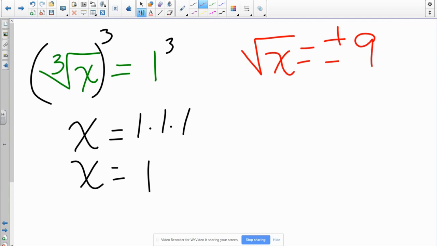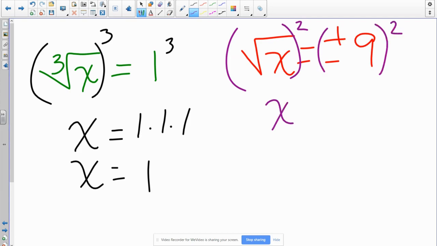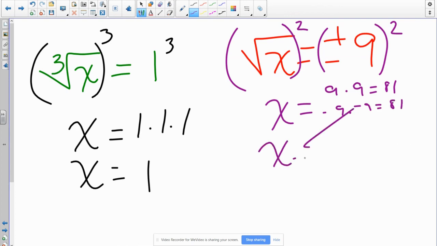And the last example of this would be the square root of x equals positive or negative 9. So to undo the square root here so x can be alone, we're going to square both sides. So 9 times 9 equals 81. And negative 9 times negative 9 equals 81. So we conclude that x equals 81.